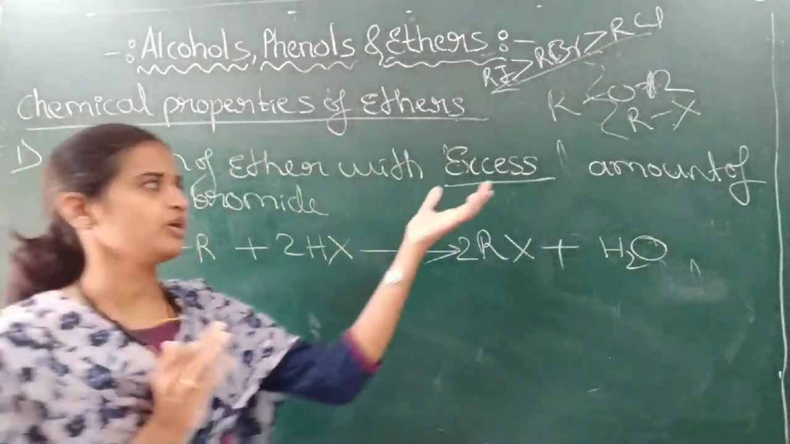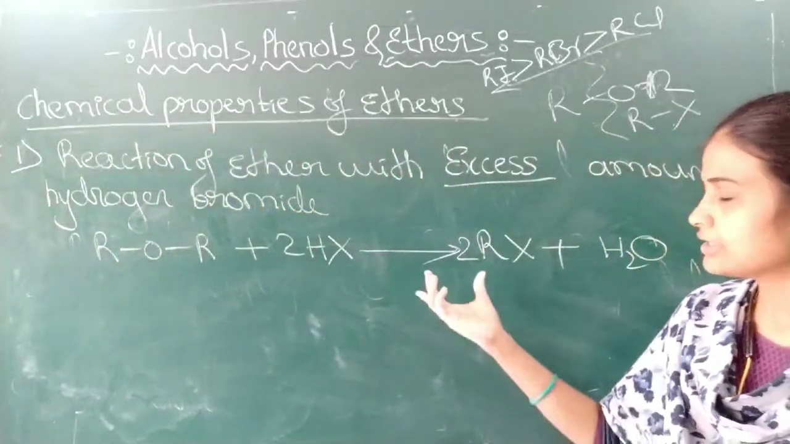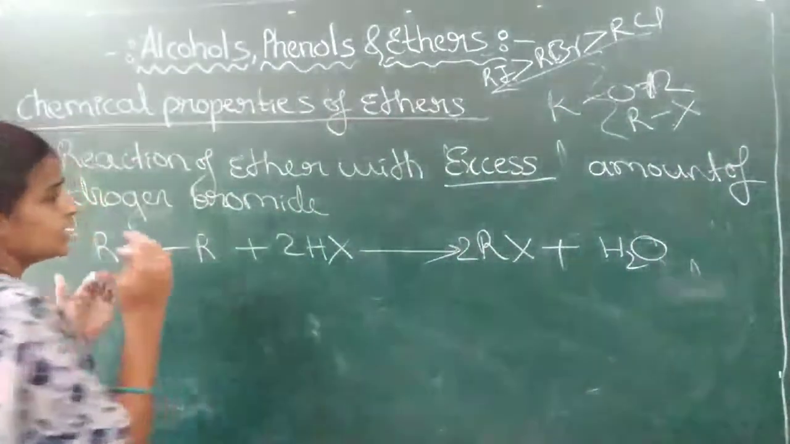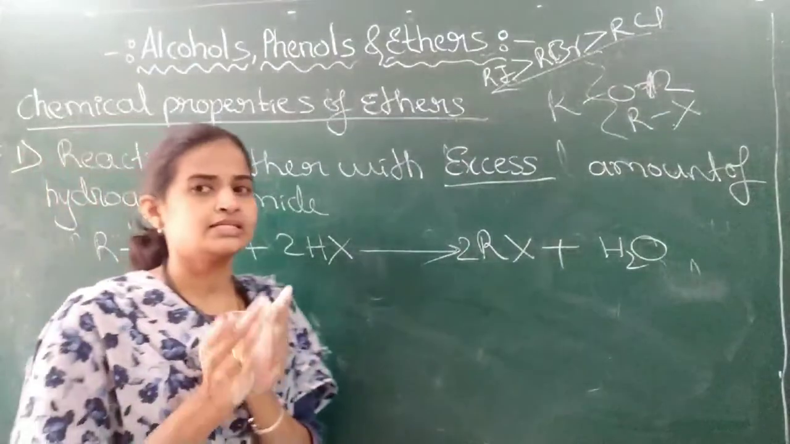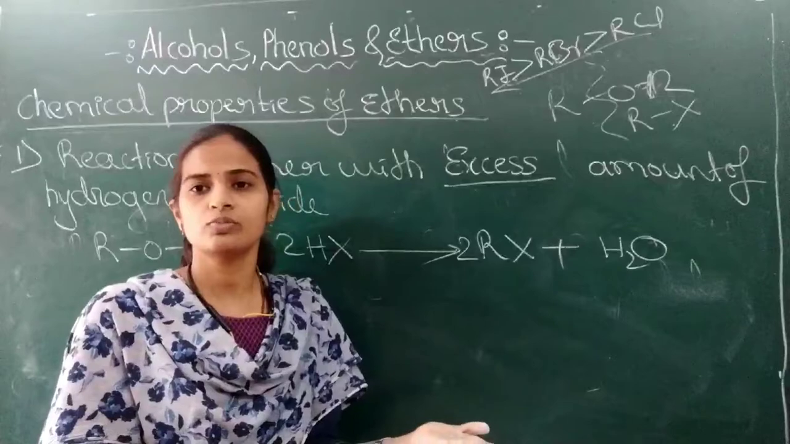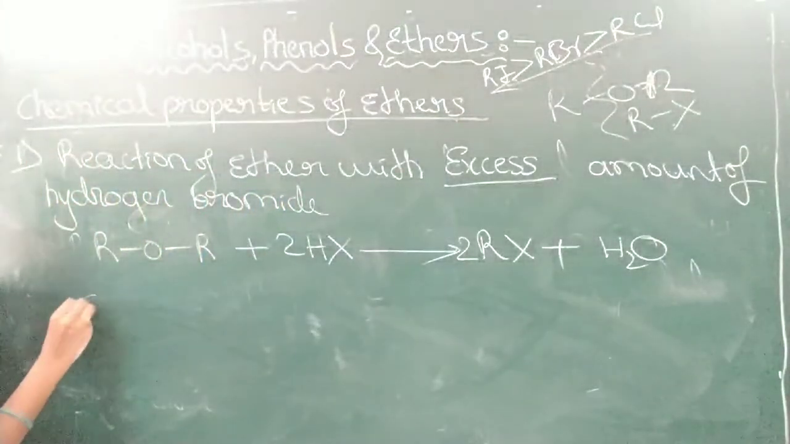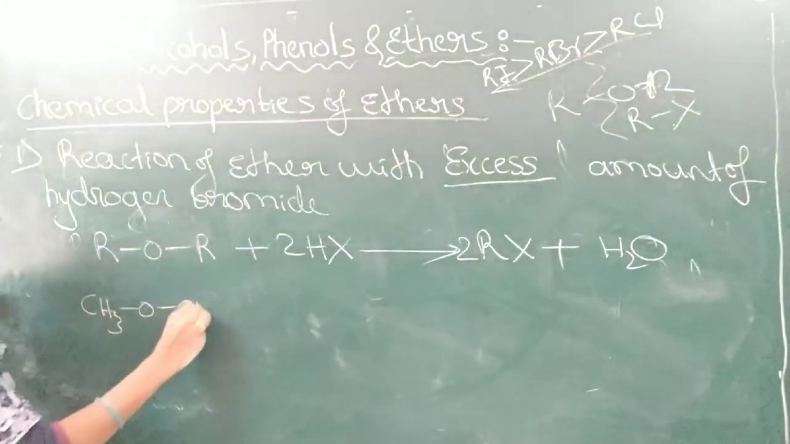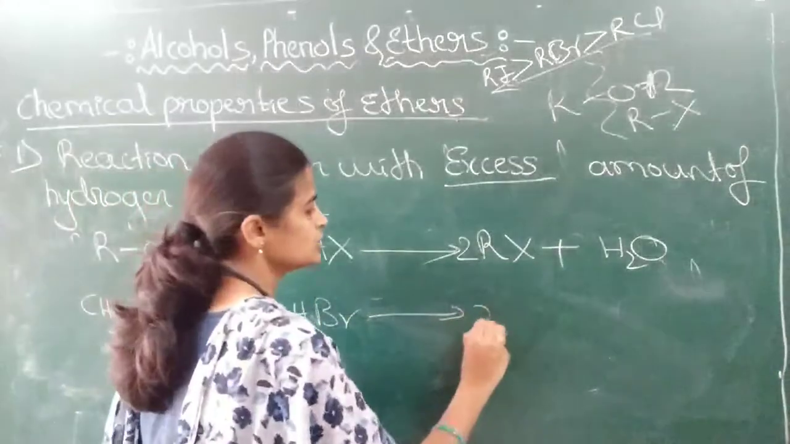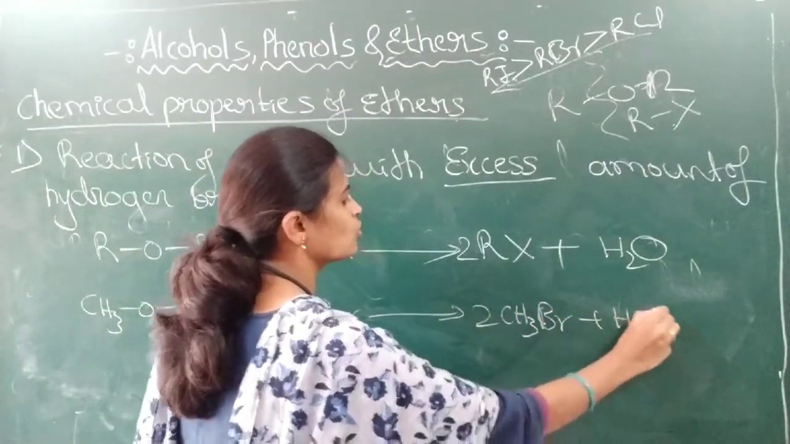See students, just by varying the amount of hydrogen bromide or any hydrogen halide, the product formed is entirely different. When a little hydrogen bromide is taken, a mixture of alcohol and alkyl halide is formed. When excess hydrogen bromide is taken, only alkyl halide is formed. Example: CH3OCH3 plus 2 HBr gives 2 moles of CH3Br plus H2O.